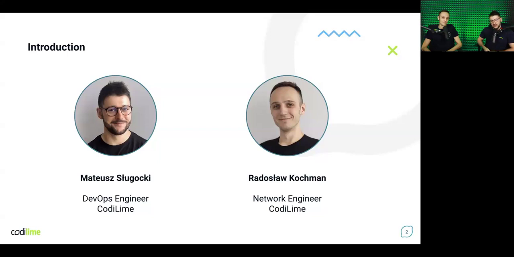In recent years, we have witnessed an increase in the popularity of software-defined networks, together with omnipresent automation. What is more, automation of the networks is no longer a luxury. It's now a necessity. My name is Mateusz Sługocki, and I'm a DevOps engineer at CodiLime. And my name is Radosław Kochman. I am a network engineer here at CodiLime.